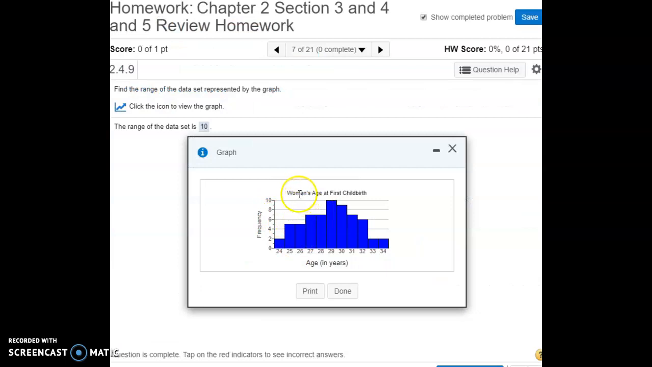And so this example chart is showing a woman's age at first childbirth. And our smallest data entry is 24, and then we had 2 of those in our data set. And then we had 5, 25, and so on. The height of the bar is showing how many there are at each different age level. And our oldest lady was 34. So the range, 34 minus 24, would give us a range of 10 for our data.